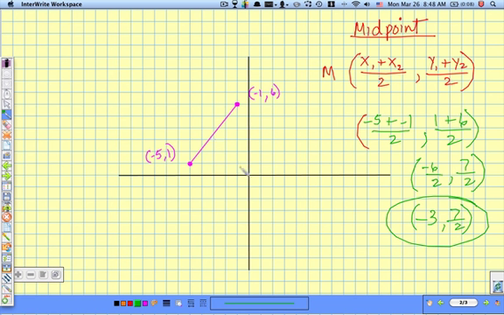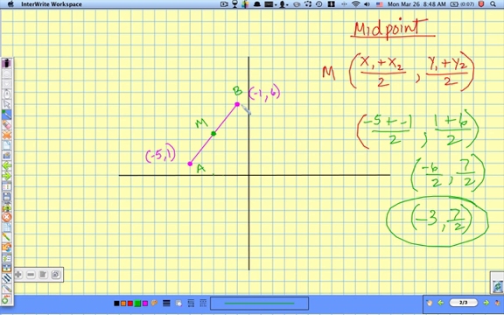Let's go put it on the graph. -3. 1, 2, 3. And 7 halves is 3.5. So 1, 2, 3.5 is right there, and it is right on the line. And M, we'll put an M for midpoint. We'll say this is A and this is B normally. There you go. That's how you find the midpoint of a line segment.